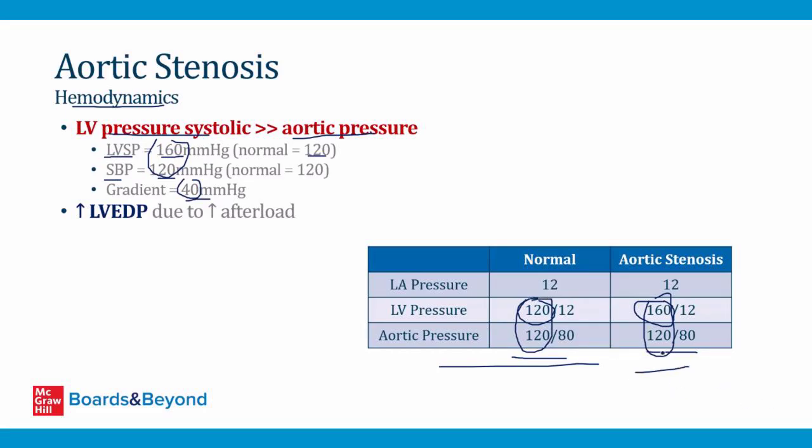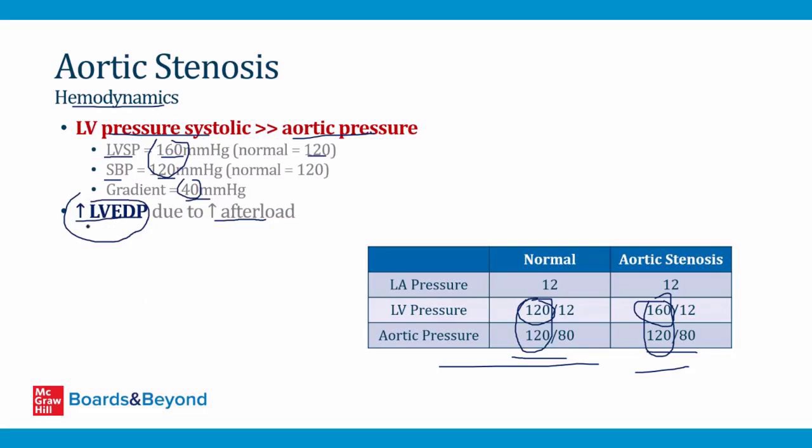Now, if the aortic stenosis goes untreated, the high afterload will eventually cause the left ventricle to become stiff and thick, and that's basically a form of diastolic heart failure. So in that condition, you can then get high left ventricular end diastolic pressure. This doesn't occur initially in aortic stenosis.